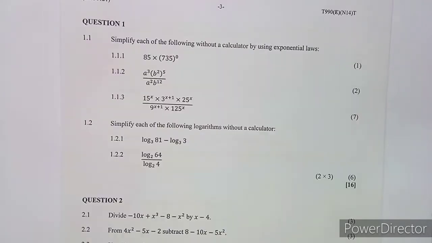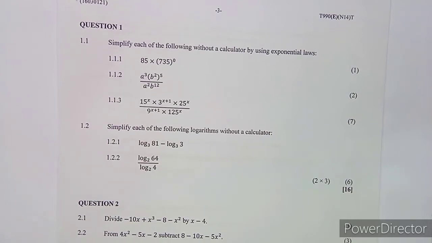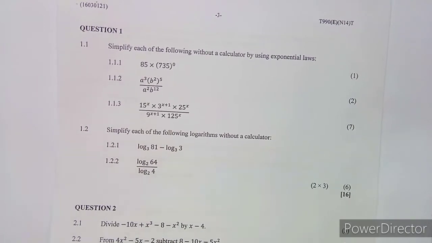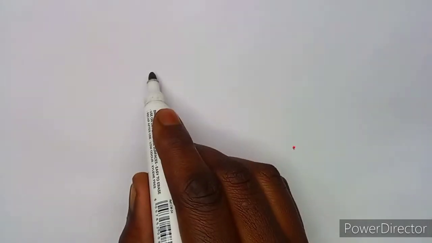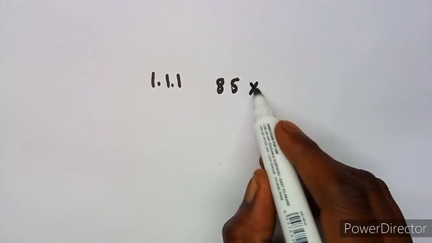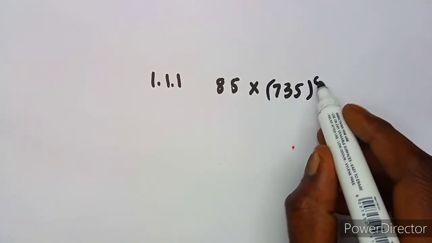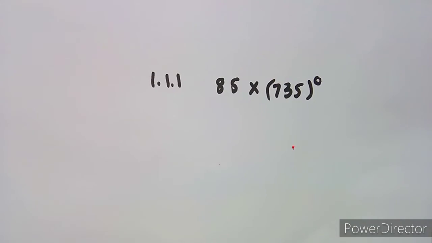All right, so quickly rush through the question. We are given on number 1 to simplify each of the following without a calculator by using exponential laws. We are not using a calculator, we are going to apply exponential laws. All right, so what do we have on 1.11? We are given 85 multiply by 735 to the exponent of 0, like that. All right, so that's the question that we are given there guys, to simplify.